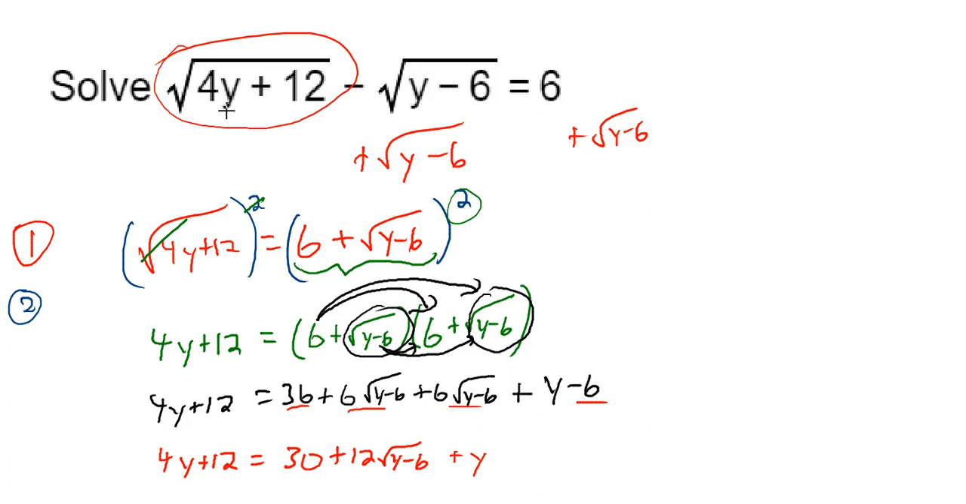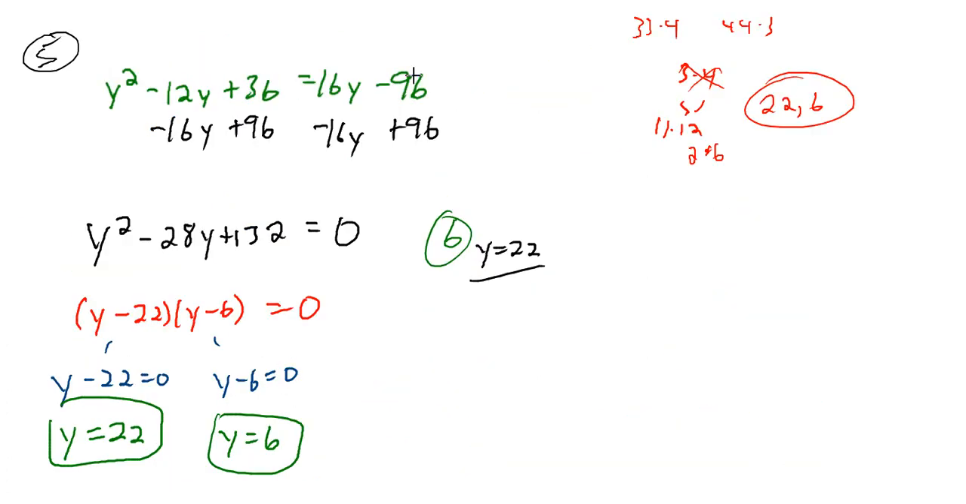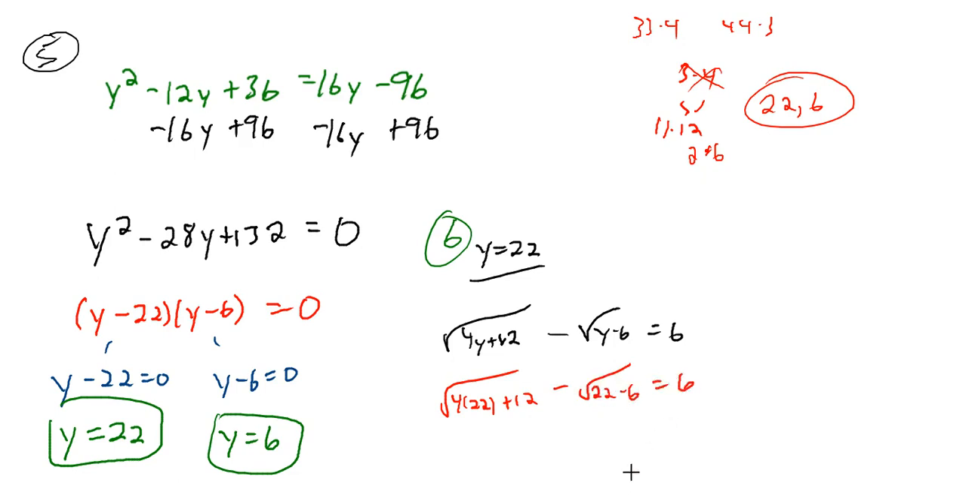So it's square root of 4y plus 12, minus square root of y minus 6 equals 6. Let's see if I can remember that. Square root of 4y plus 12, minus square root of y minus 6 equals 6. And I believe we were subtracting here when we started the problem. So we're going to plug that number into the equation. So we get the square root of 4 times 22 plus 12 minus the square root of 22 minus 6 equals 6. This is going to give me 88.